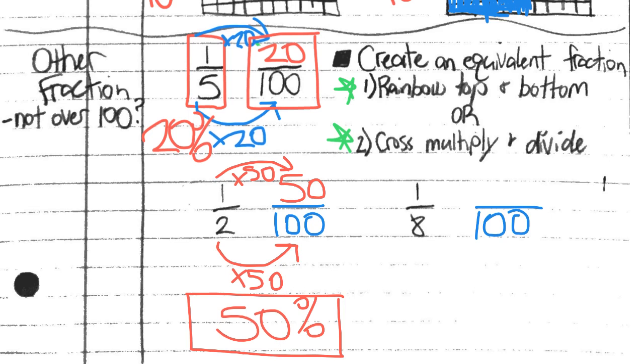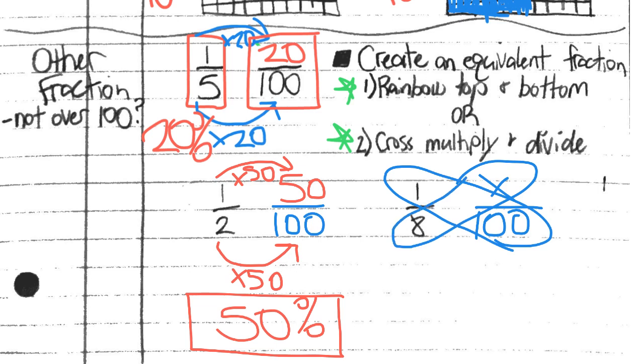Now, I picked one that we can't do the rainbow way with. So 1/8 is a funny fraction, because 8 doesn't go nicely into 100. So I can't do the rainbow way. So if I can't do the rainbow way, I'm going to have to cross multiply and divide. So when we cross multiply, we do the butterfly. And then remember, anything that I circled together gets multiplied. So 100 times 1 is 100. And then on the other side of my equal sign, 8 times x, we don't know what that is, so that's just going to be 8x.